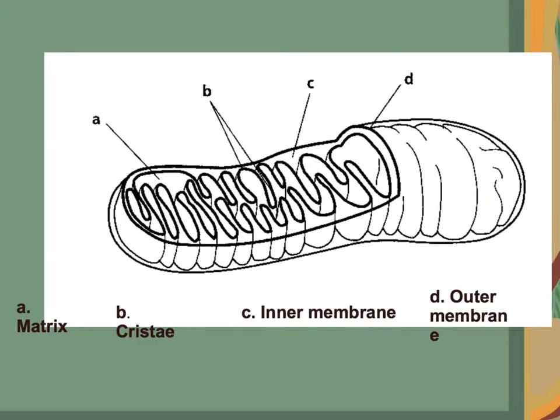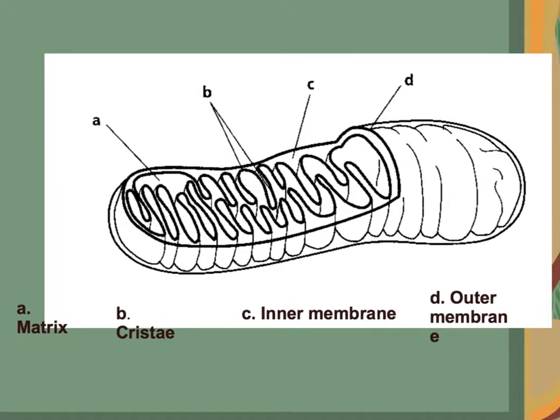The mitochondria is the site of cell respiration and is known as the powerhouse of the cell since most ATP production occurs here. The parts of the mitochondria include the matrix, which is the open portion of the mitochondria, and this is where the Krebs cycle occurs. The cristae, which are the folds of the mitochondria and where the electron transport system occurs. The inner membrane, the outer membrane, and the cytosol, which is outside of the mitochondria and where glycolysis occurs.